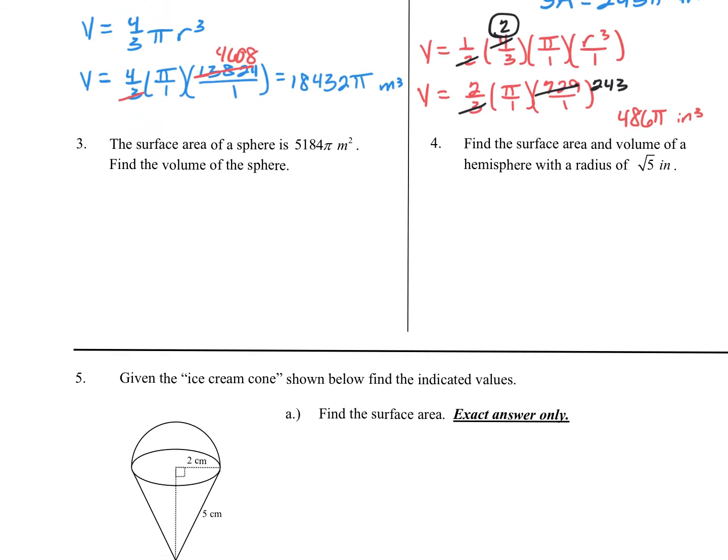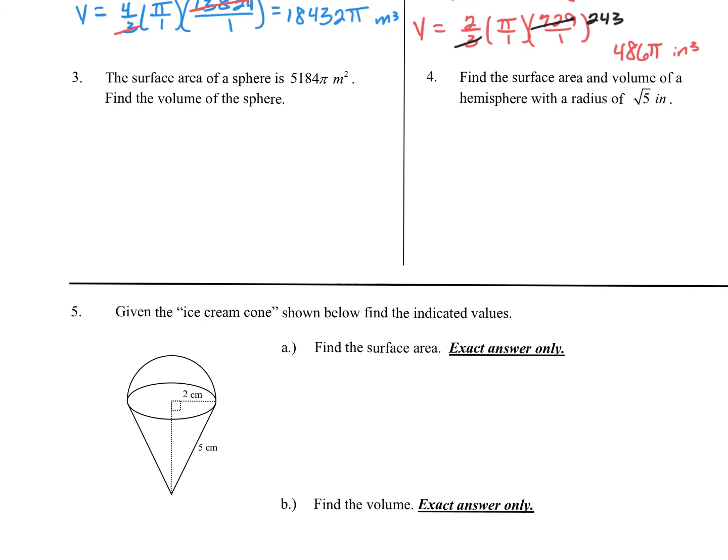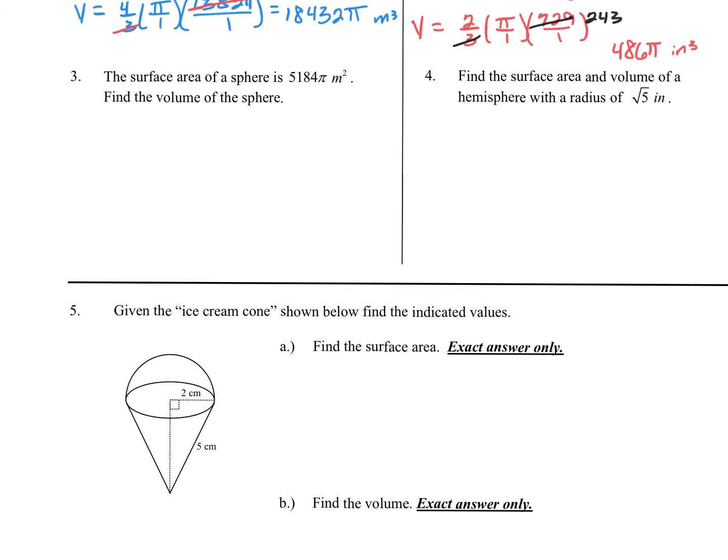Now let's take a look at what we would do with maybe some more complicated numbers, and then also what we would do if we were trying to work backwards. So on example 3, we're going to work backwards. We're going to be given a surface area, but we ultimately want to find volume. So now we need to work backwards.